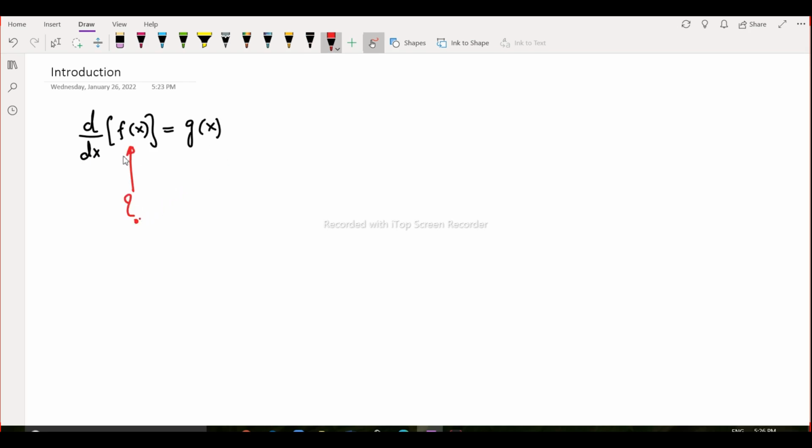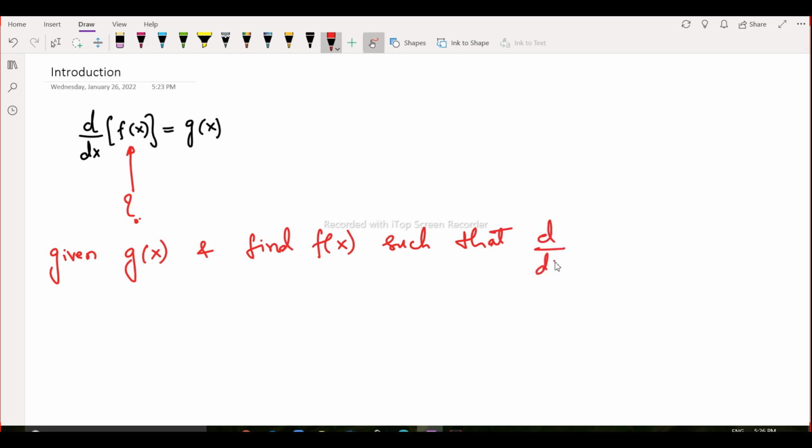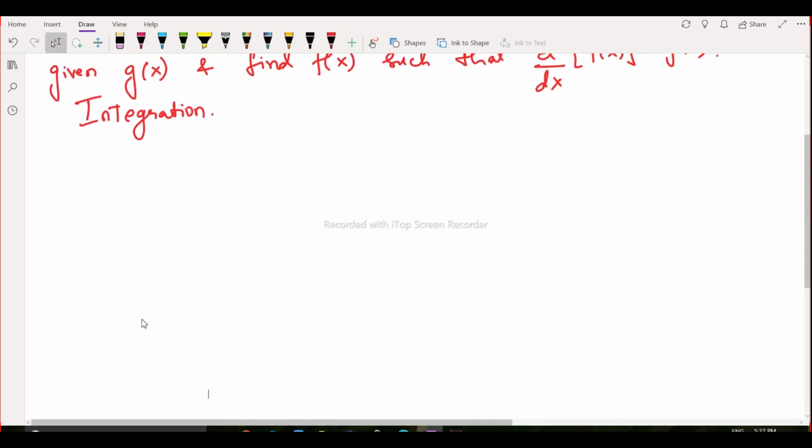So, if the derivative of a function is given, that is, given g(x), find f(x) such that d by dx of f(x) is g(x). This process is known as integration. So actually you can say it's a reverse process of differentiation. Now let's see how we can find f(x).